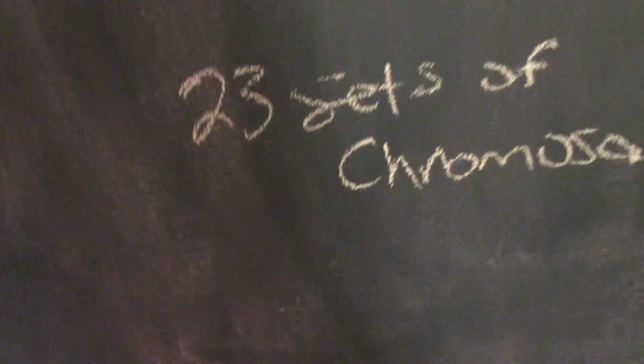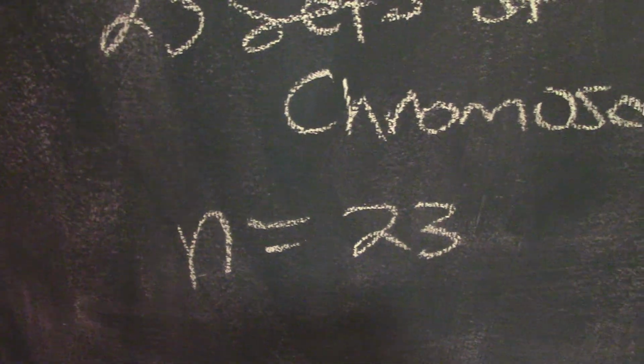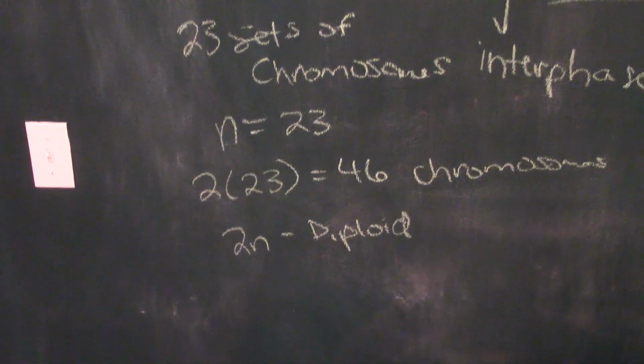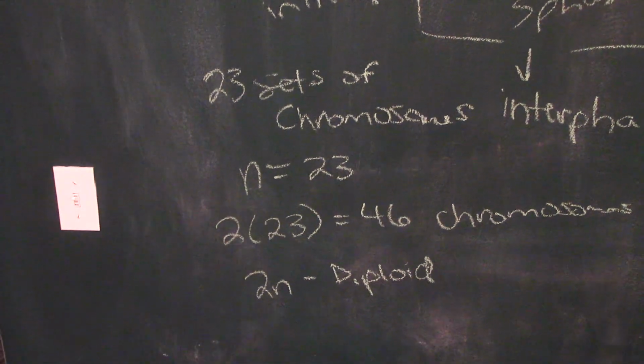So we use this number 23. So n equals 23, because we have two sets of each. 23 times 2 equals 46 chromosomes. So humans are 2n. We're 2n because we have two copies of each chromosome, and that's called diploid.